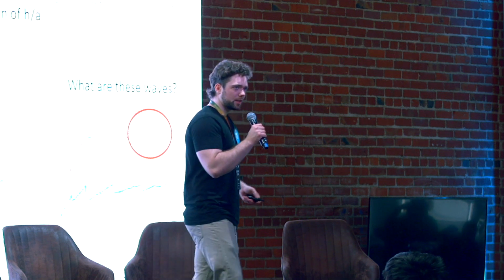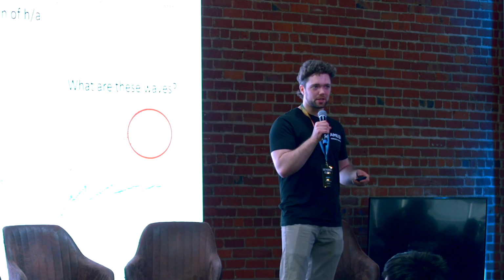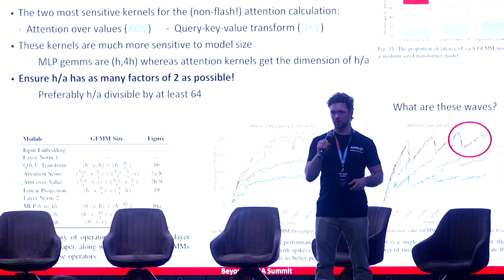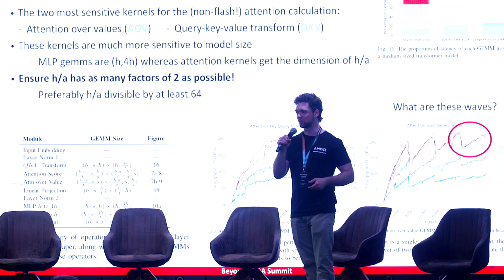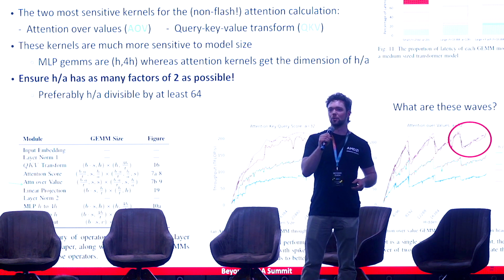We have these really high values, then a sort of intermediate, and then we have these very low performing hidden sizes. And these relate to factors of, well, let me show you the next slide to show you what those are. The two most sensitive kernels for non-flash attention calculation are the attention scores over values, and the query key value transform. So these two separate GEMMs each have their own behaviors.